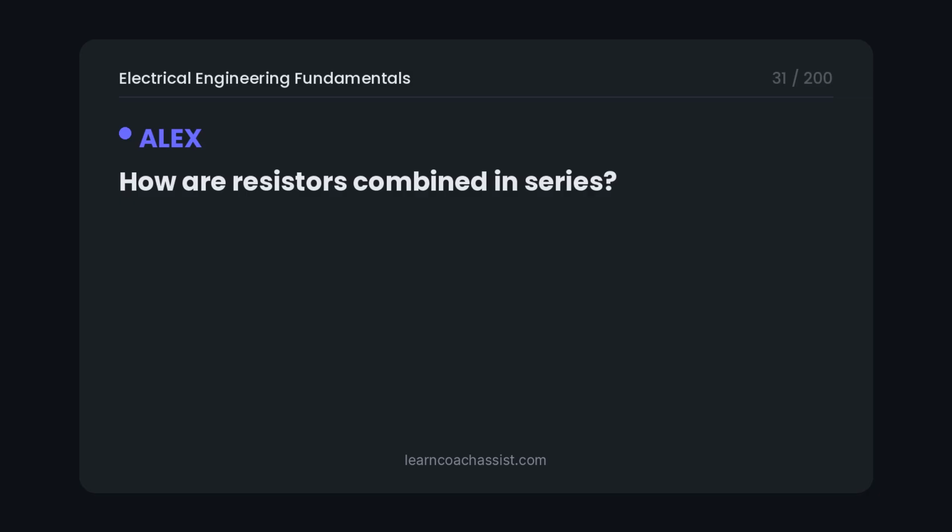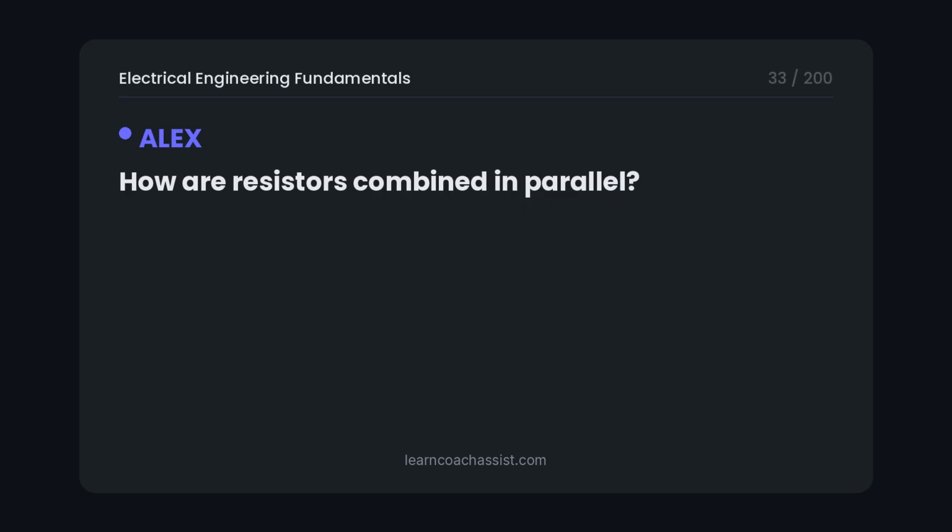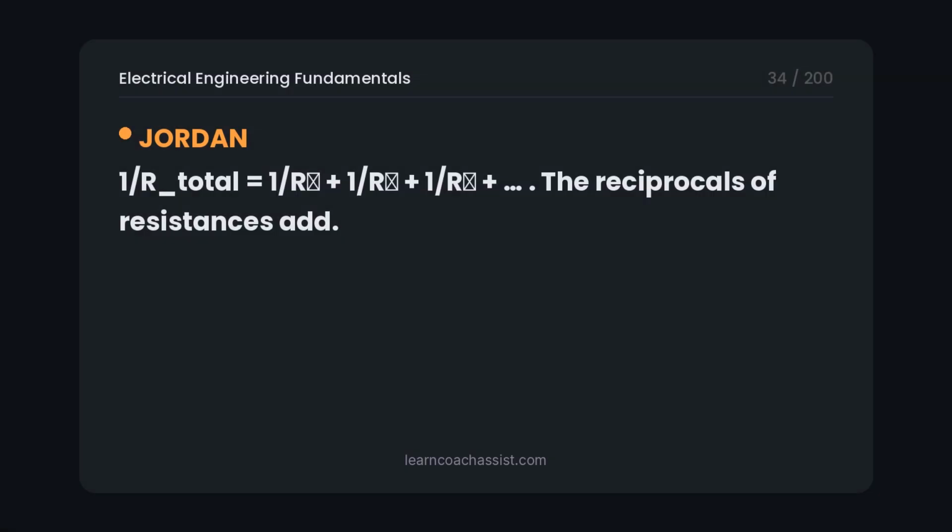How are resistors combined in series? R_total equals R1 plus R2 plus R3 plus so on. Resistances add directly in series. How are resistors combined in parallel? 1/R_total equals 1/R1 plus 1/R2 plus 1/R3 plus so on. The reciprocals of resistances add.